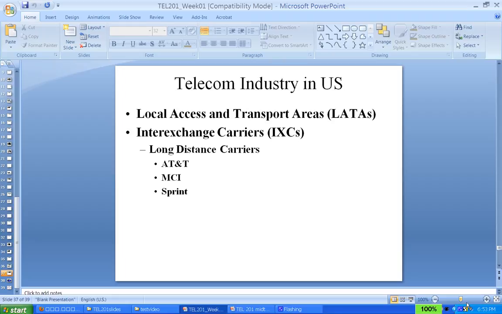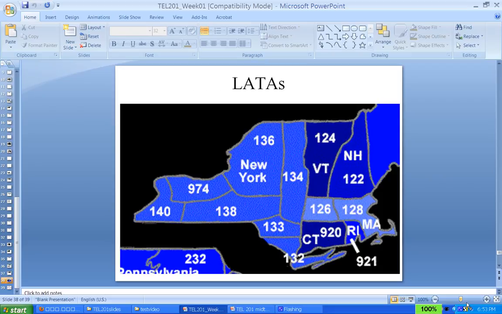Again, okay, we need to be aware of the major telephone service providers. We have a long distance carrier like AT&T. We call them an inter-exchange carrier.